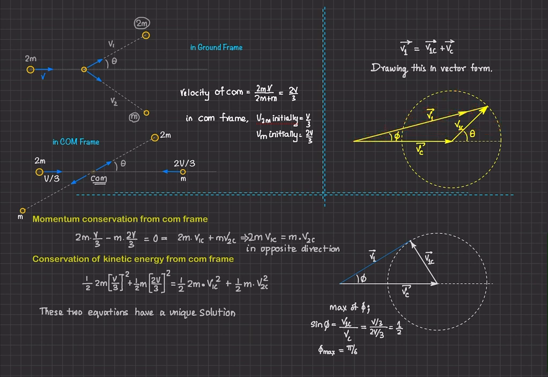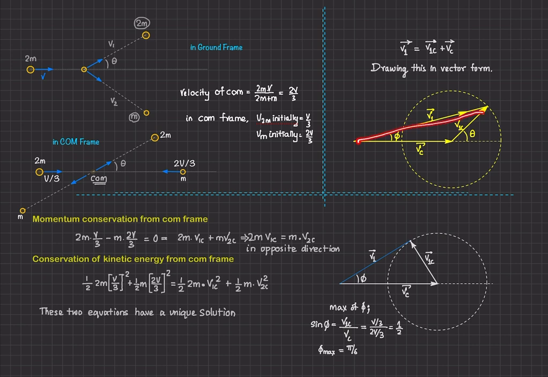In the question they asked, what is the maximum deviation of this V1 vector, the velocity of 2m in the ground frame? What is the maximum deviation? It means they are asking us the maximum value of phi. Now from this triangle we can easily analyze it. The maximum possible value of phi can only be possible in this case.